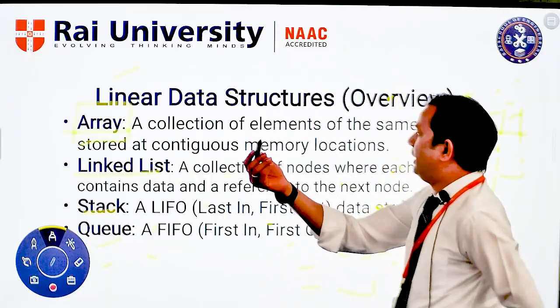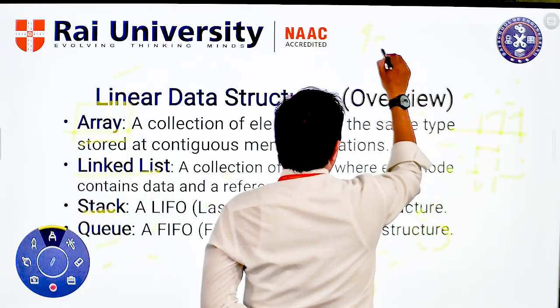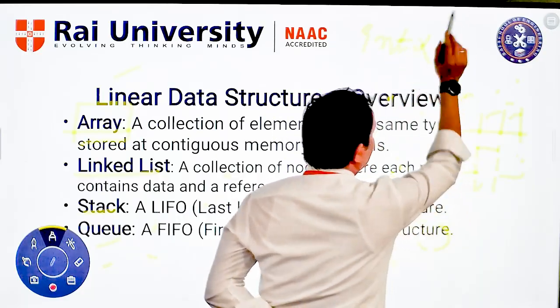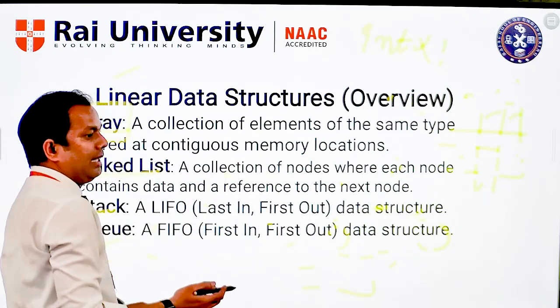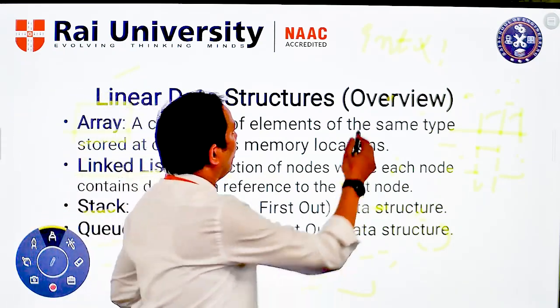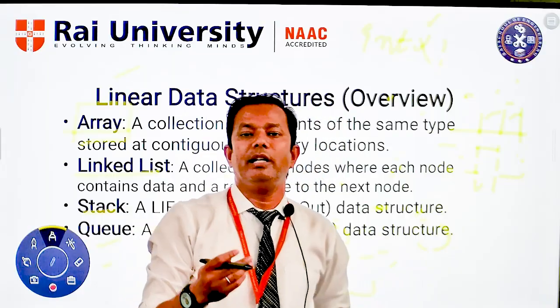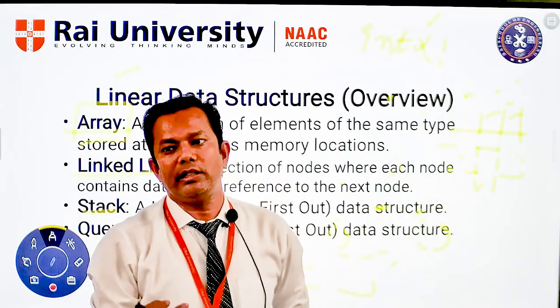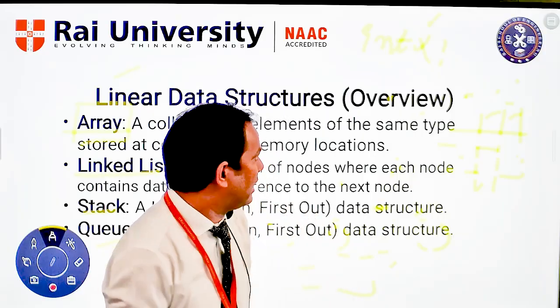Suppose, let's take one example. Suppose I am going to write a program with a simple int x. So what is this? It is a simple variable which will store one value, and this will come under the category of linear data structure. Now, if I have to store more data here, in that case we need arrays. An array is a method of arranging multiple data at the same time in one single declaration.